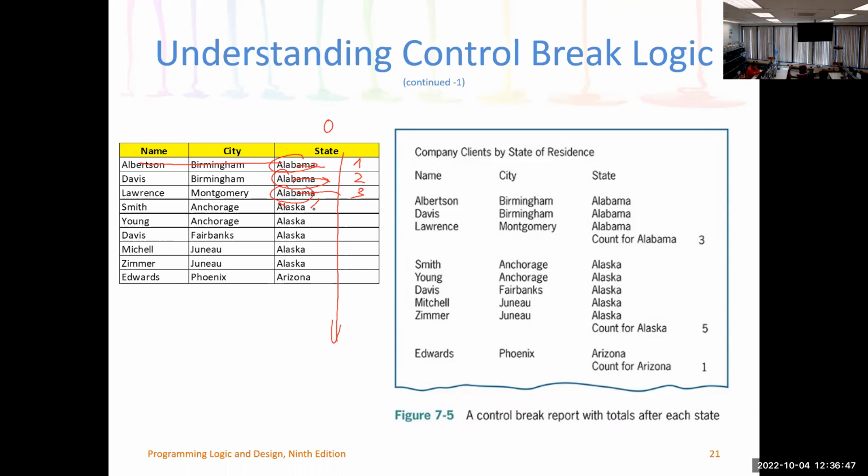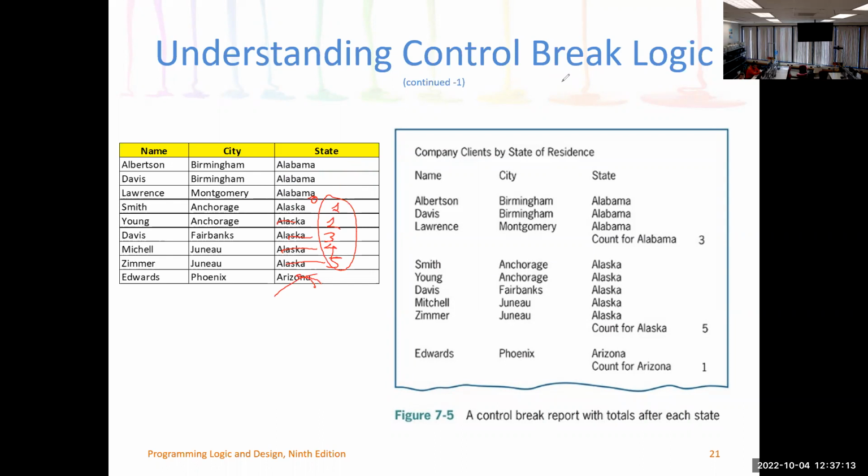So, bring it out. The guy who lives in Alabama is a three, and it is the same as the other one. When I move to Alaska again, you have to reset it back to zero here. Now, Alaska one, Alaska two, Alaska three, Alaska four, Alaska five. Now, not anymore. So print it out.